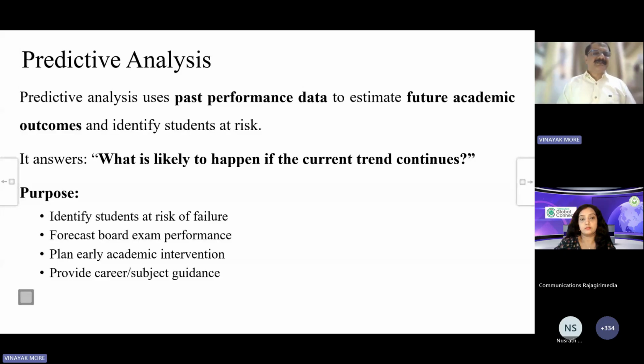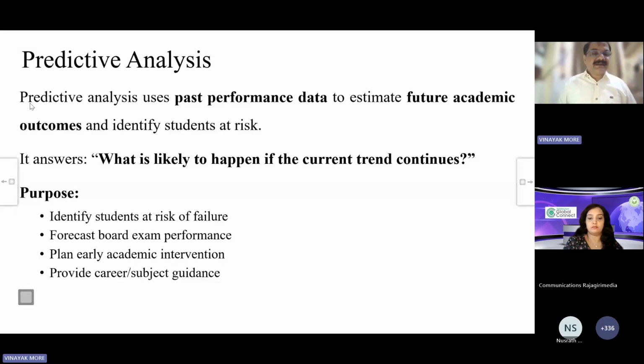So what is the purpose? To identify the risk of failure, to forecast the students' performance, and to plan early academic intervention. Based on the trajectory, if you are able to do any intervention, that is called prognostic. Predictive analysis can be used in that way too.